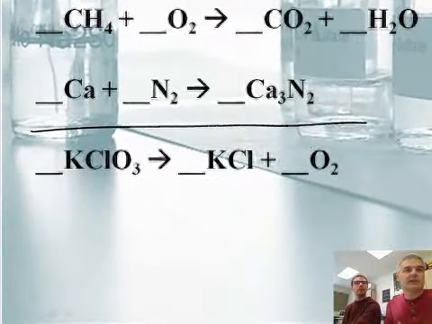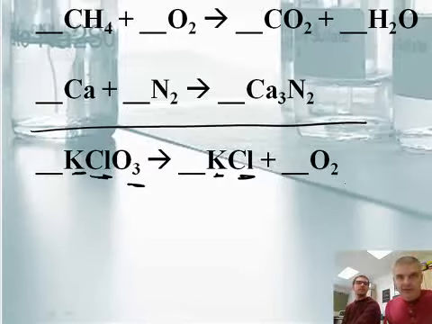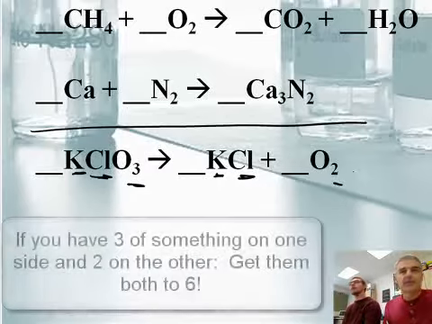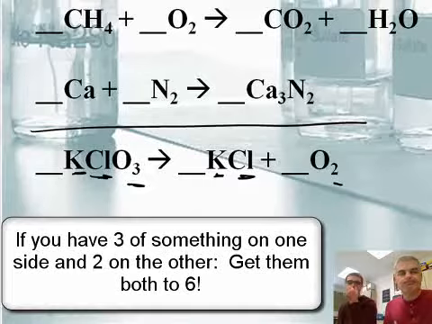All right, so potassium chlorate is what this is. Okay, my K's: 1 there, 1 and 1. Hey, that's good. Cl, 1 and 1. We are rocking. Oxygen, 3 and 2. 3 and 2, guys. If you ever have 3 and 2, make them both 6, because 6 is the lowest common multiple of 3 and 2.